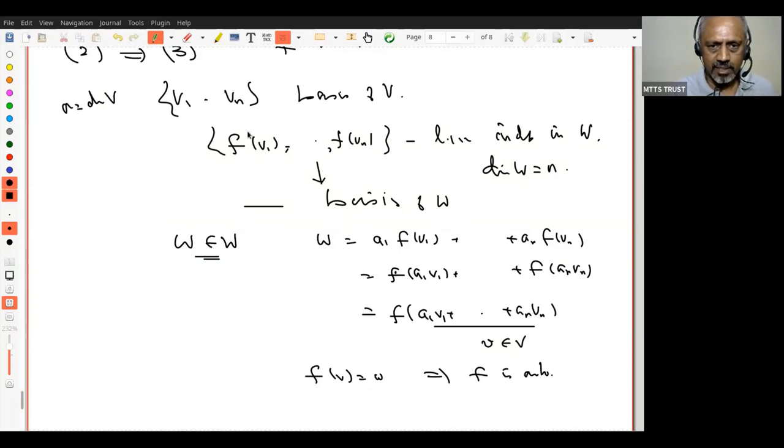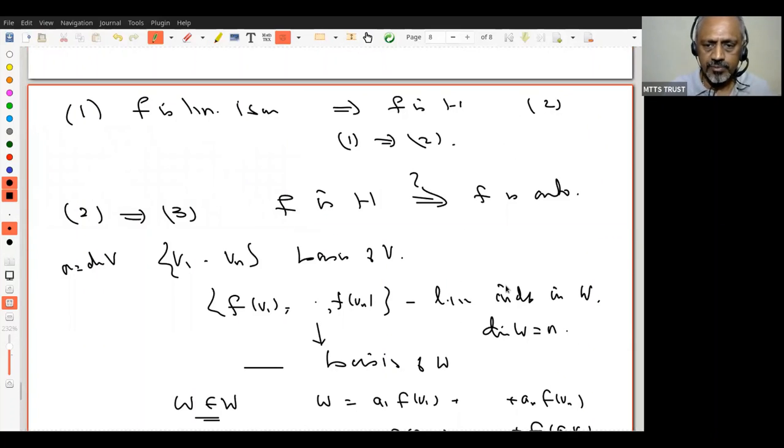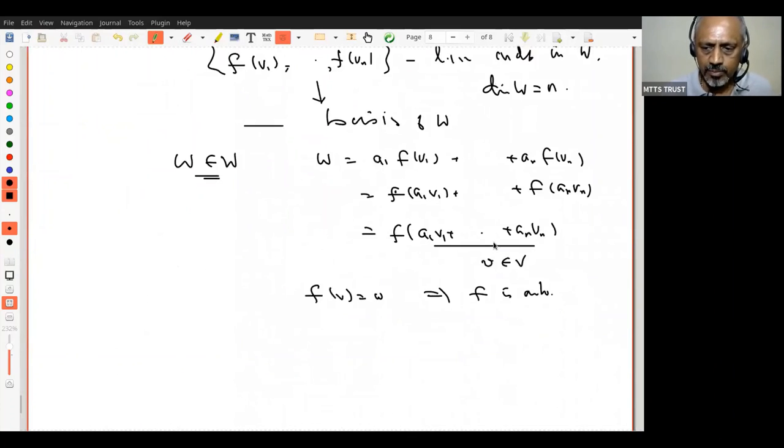So what did we start with? Start with the basis v1, v2, ..., vn of V. Since f is 1-1, the image set f of v1, ..., f of vn is a linearly independent subset of W. But there are n vectors here, and the dimension of W is also n. That means this is a basis. That means any w will be a linear combination of f of v1, ..., f of vn with coefficients a1 to an. By manipulating, we found that if I define v to be a1 v1 plus ... plus an vn, then f of v is w. That means f is onto. Therefore, I have proved that if f is 1-1, f is onto. 2 implies 3. Now I have to prove 3 implies 1.